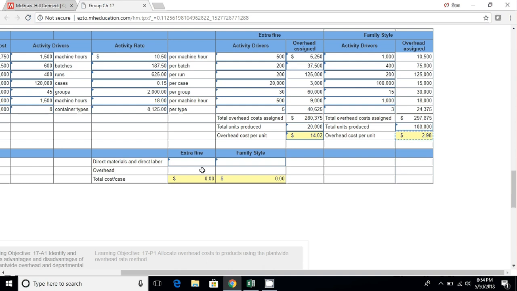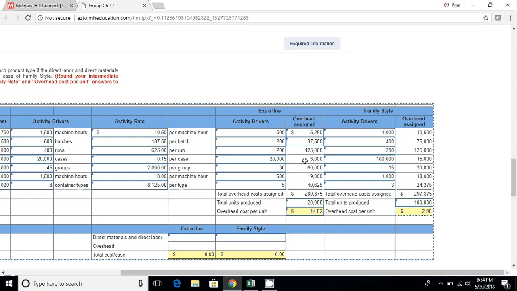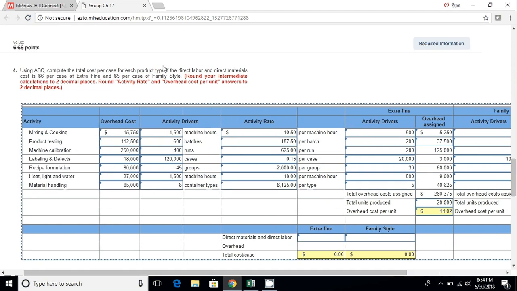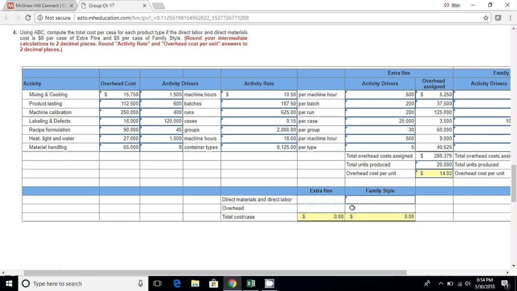So now they're saying, okay, well, what's your direct material and direct labor cost for each of those, and then let's add the overhead in. So if we look up here just a little bit farther, it says that direct material and labor for extra fine was $6. Direct labor and material for family style was $5. So we've got $6 here.